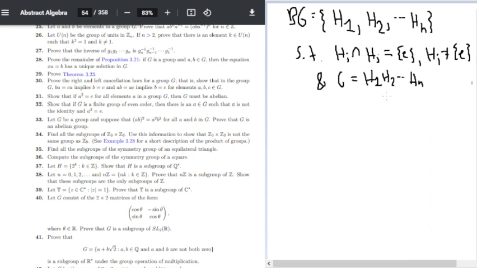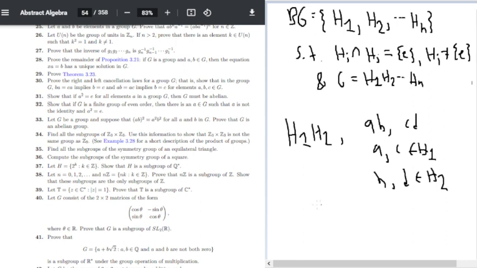Actually, okay, let me think a bit more carefully about what I'm saying, because this could be bad. It's like H1, H2. So suppose we have A, B, C, D, with A, C in H1, and B, D in H2. Then A, C, D, their multiplication. If it's commutative, it works out nicely, but if it's not commutative... shoot.